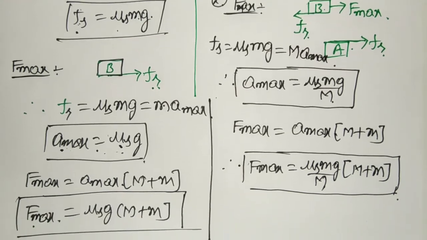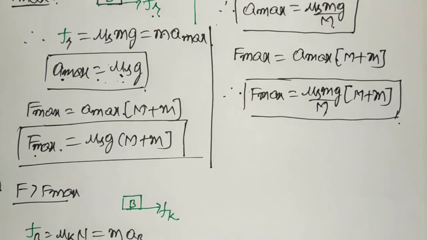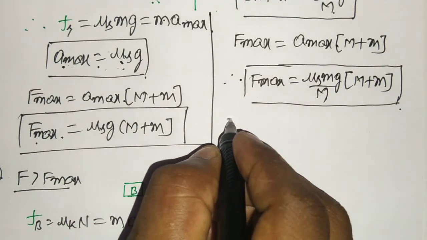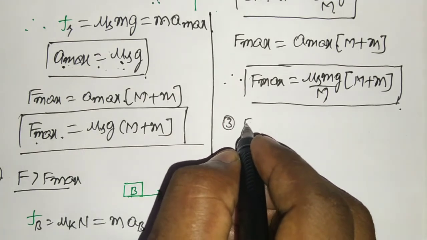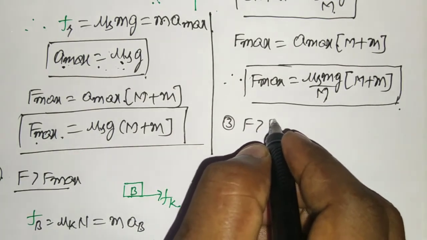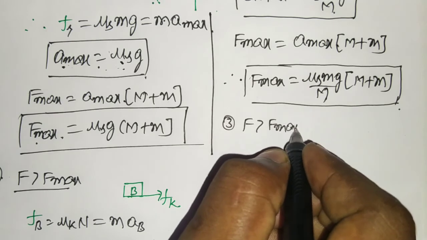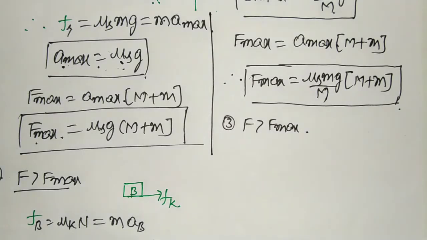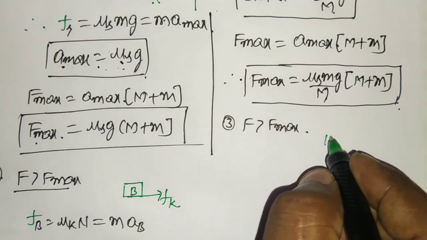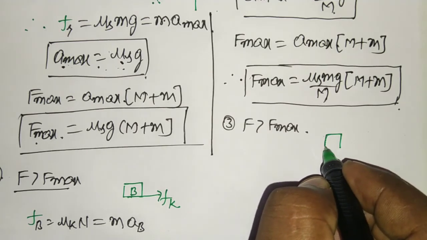And the next thing, the third case that I am going to consider here: what if the applied force is greater than the maximum frictional force, F max? Then what happens? The bodies start to slide with respect to each other, because of which the frictional force that comes into the picture is kinetic friction, because of which the accelerations of A and B will be different.